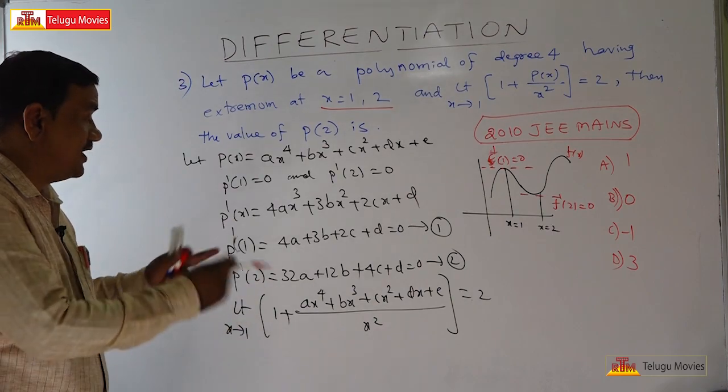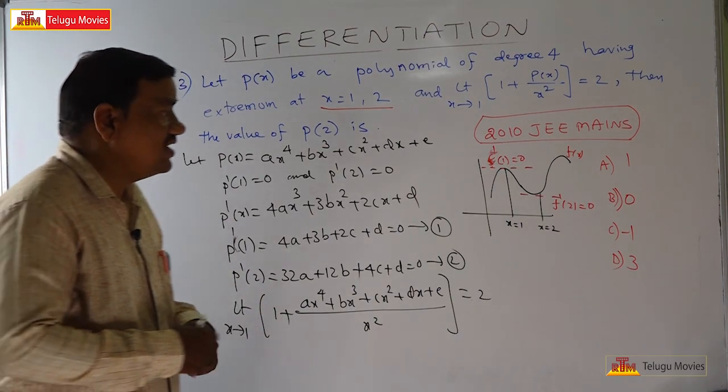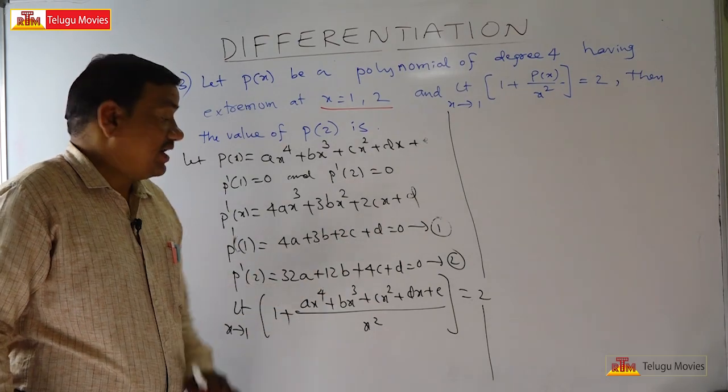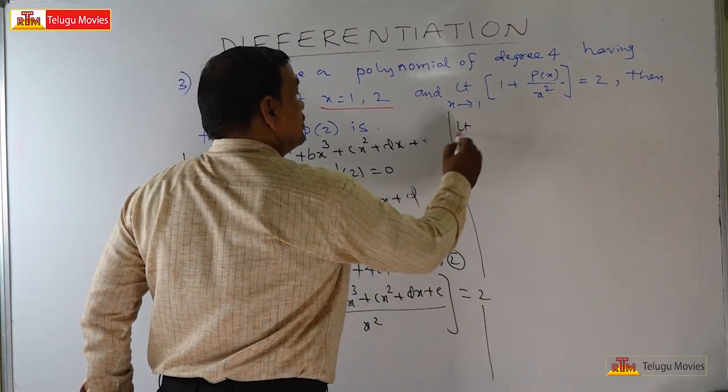Okay, now cx square there. So you can take x square common and we can simplify this. Right, welcome back. So here limit x tends to 1.